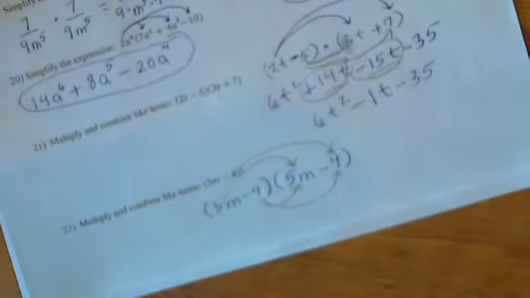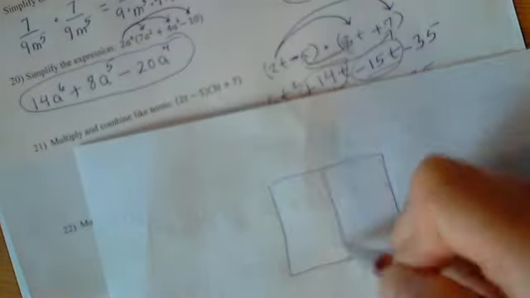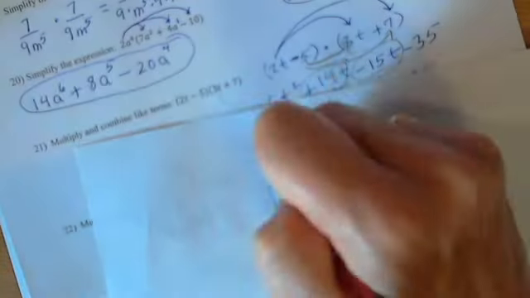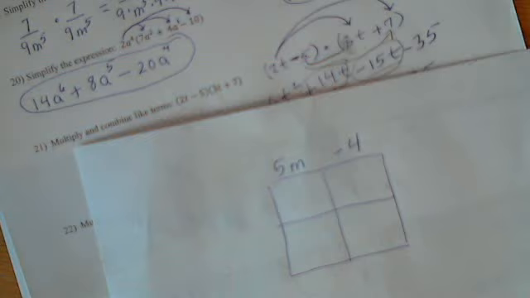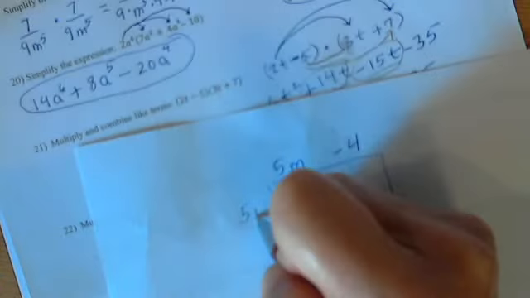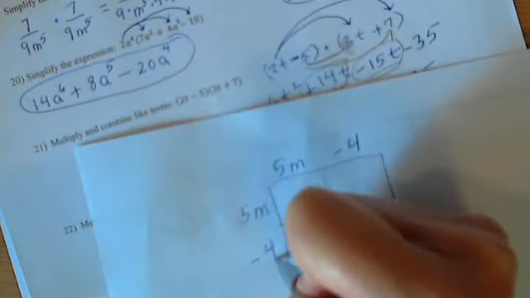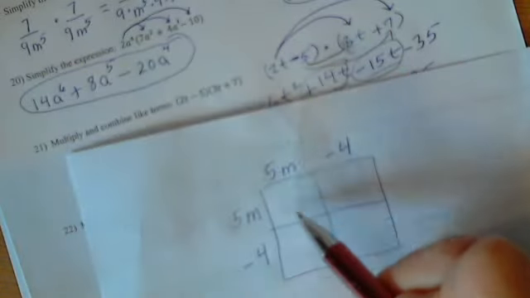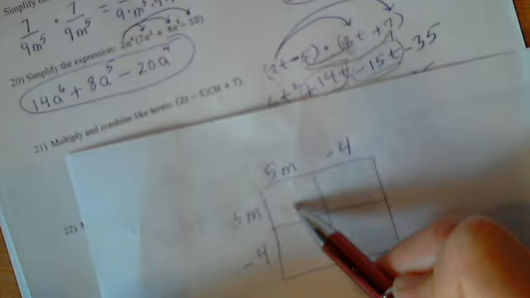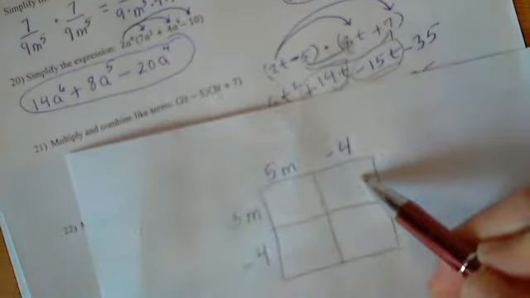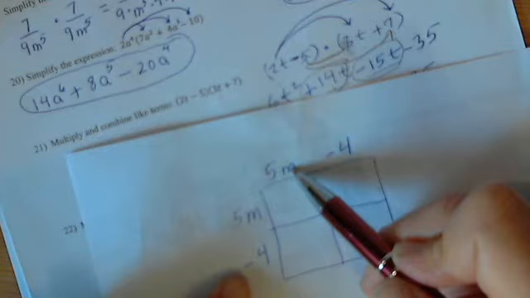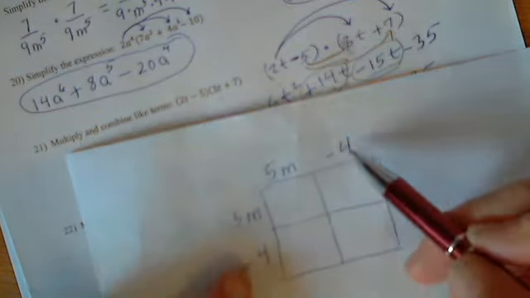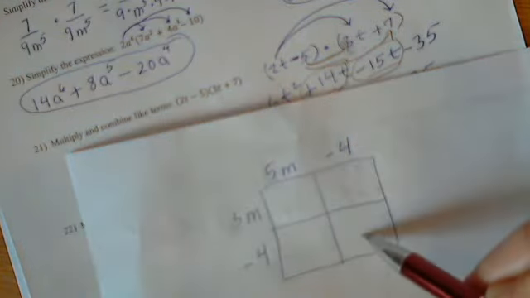Otherwise, you can use the box method, and I'll get you started on that. So remember, we have two terms in the first binomial, 5m and minus 4, and two terms in the second binomial, 5m and, remember, it's minus 4. Remember, you're doing these two multiplied, and the answer here. These two multiplied, and the answer here. These two multiplied, and the answer here. These two multiplied, and the answer here.